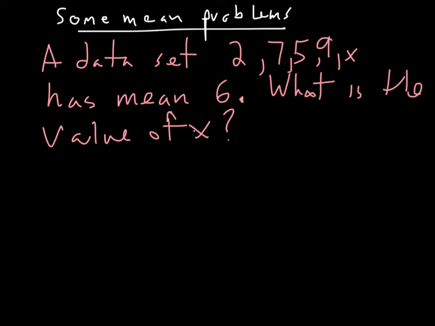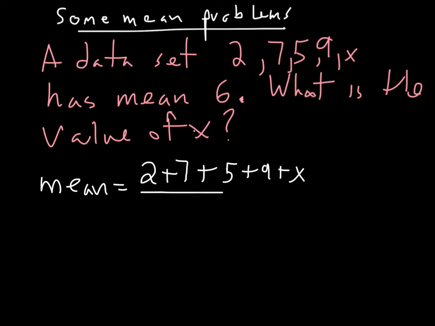So if you remember about means, the mean is just all the numbers added together divided by the number of things that you have. So we know that the mean equals 2 plus 7 plus 5 plus 9 plus that unknown value x over 5. And we know that it should equal 6.